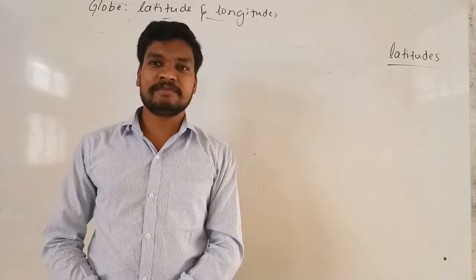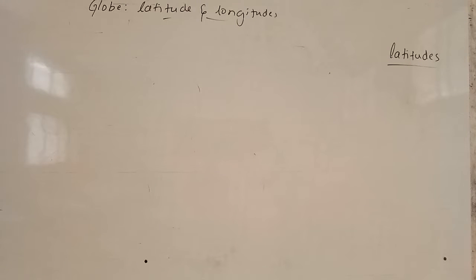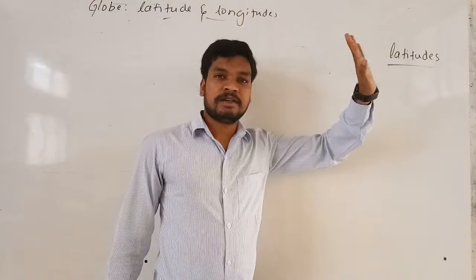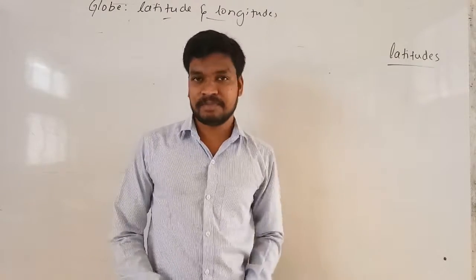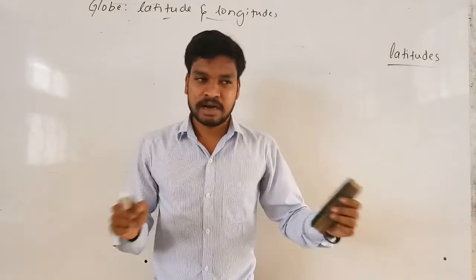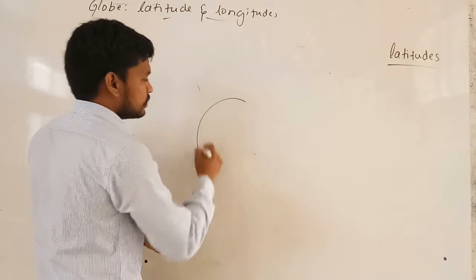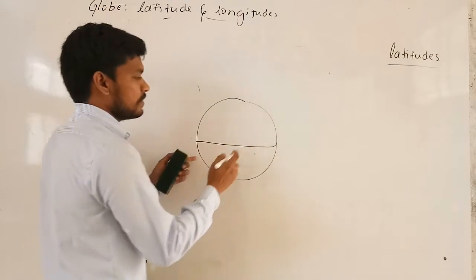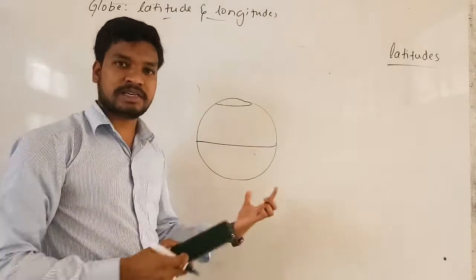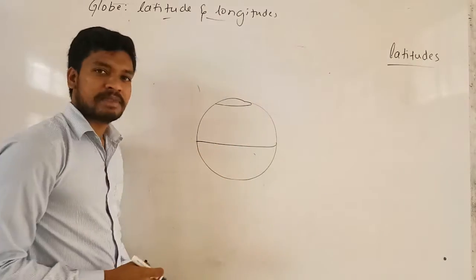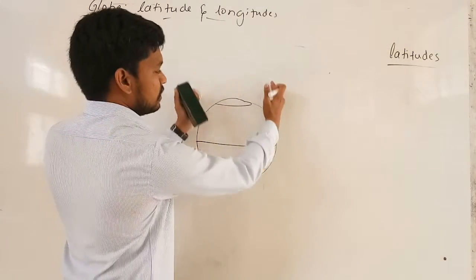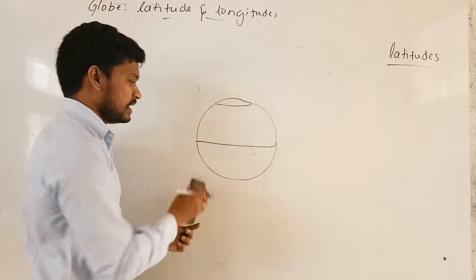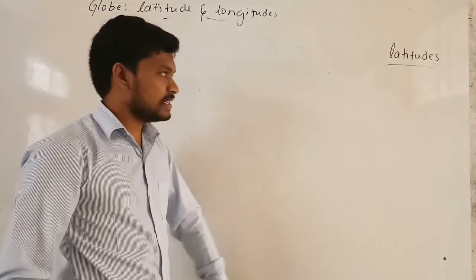Yes, we have 180 latitudes. So these latitudes are also called circles. All the latitudes are not of the same length. The length of the equator is not equal to the length of a latitude in the northern hemisphere or southern hemisphere. As the latitude number increases, the length of the latitude decreases, because the Earth is spherical, and as we go towards the south and north, it decreases. So for that reason, the latitudes are not of the same length.